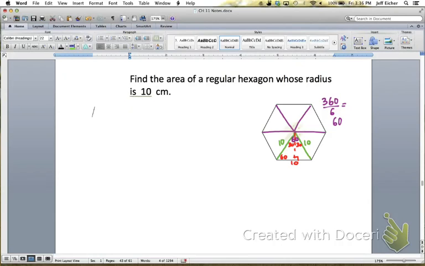And once you have the apothem, you use the area of the triangle times how many triangles you have, and you have 6 of them.